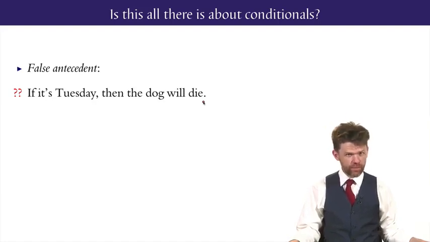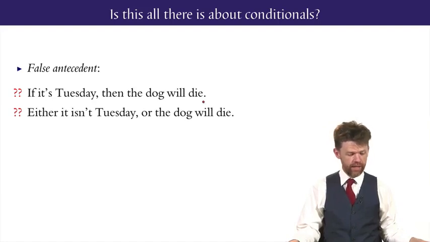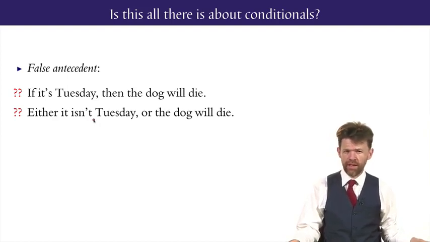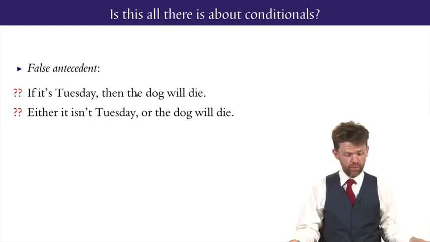But let's look at the corresponding case of the disjunction. Either it isn't Tuesday, or the dog will die. The truth tables tell us that this disjunction has the same answers as the truth table for the conditional. And again, we usually wouldn't say this if we knew that it wasn't Tuesday. We'd just say, it isn't Tuesday, and be done with it. That's more informative. But I think that in that case, I'm much more comfortable with saying that the disjunction is true, even though I wouldn't say it, while I'm much less happy with saying that the conditional statement is true.